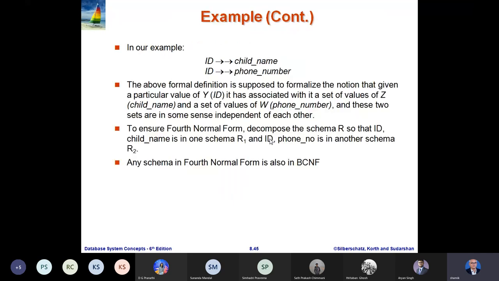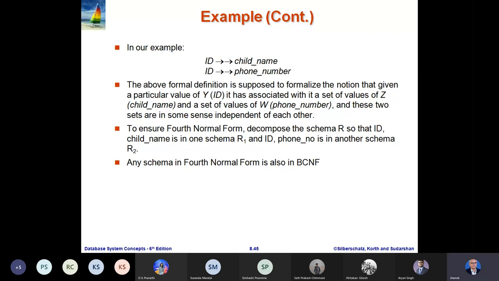So in our example, we have these two multi-valued dependencies. From ID, there can be multiple child names, and from ID, there can be multiple phone numbers. That means it is supposed to formalize the notion that given a particular value of ID, it has associated with it a set of values of Z, that is the child name, and a set of values of W, the phone number. And these two sets are, in some sense, independent of each other. So child and phone have no relationship.